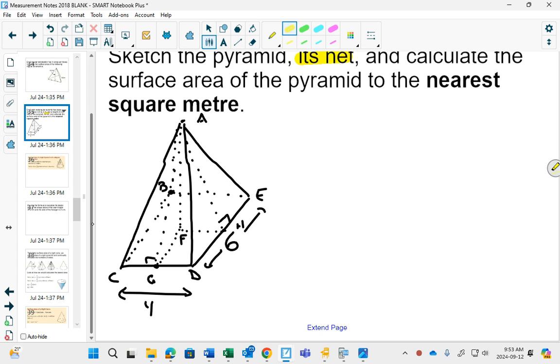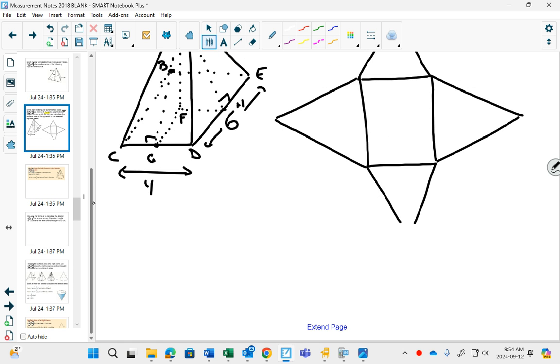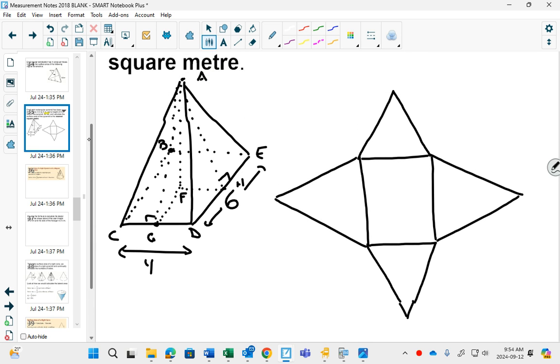So basically what I'm going to do with this shape is I'm going to say, well, there's a rectangle on the bottom. And if I cut it and opened it up, it would look like this.